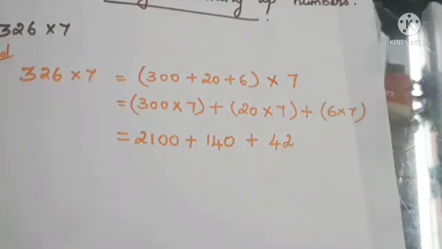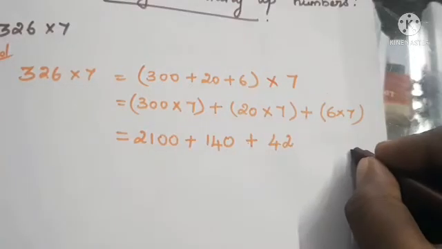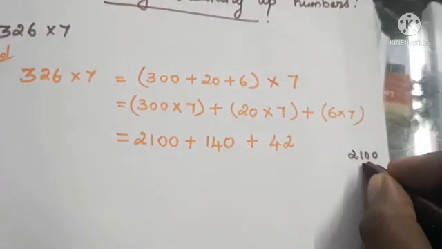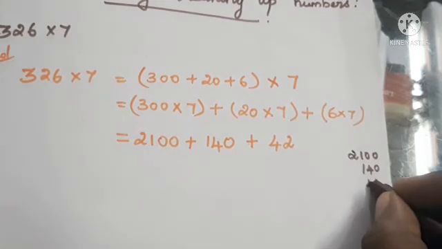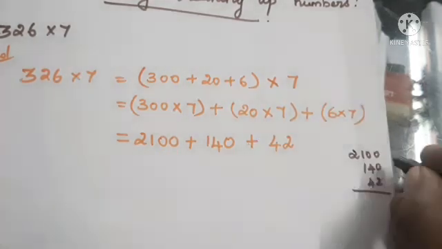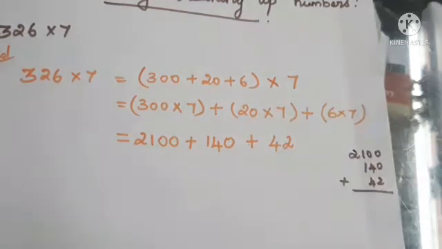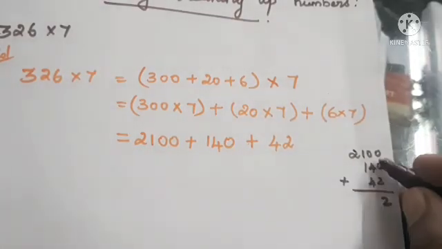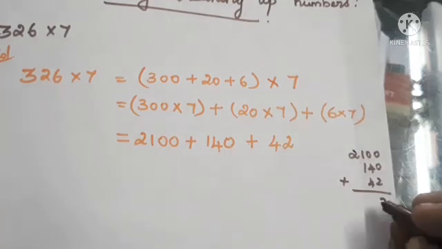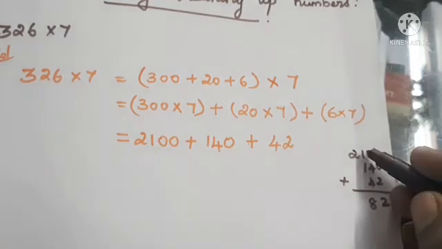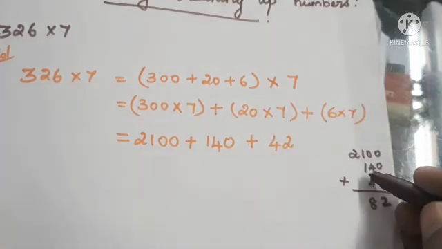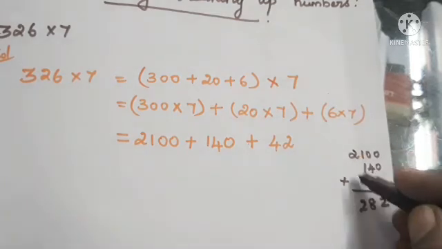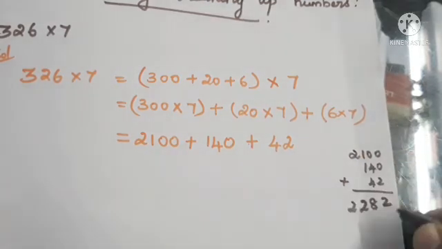Okay ma. So we can do it as a rough work. What is the number? 2100. Next 140 and next 42. These numbers we can add. So put the plus symbol and add it. 0 plus 0 is 0. 0 plus 2 is 2. Next 0 plus 4 is 4. 4 plus 4 is 8. Next in the 100 place we have 1, so 1 plus 1 is 2. Next in the 1000 place we have 2 alone, so that 2 we write down.